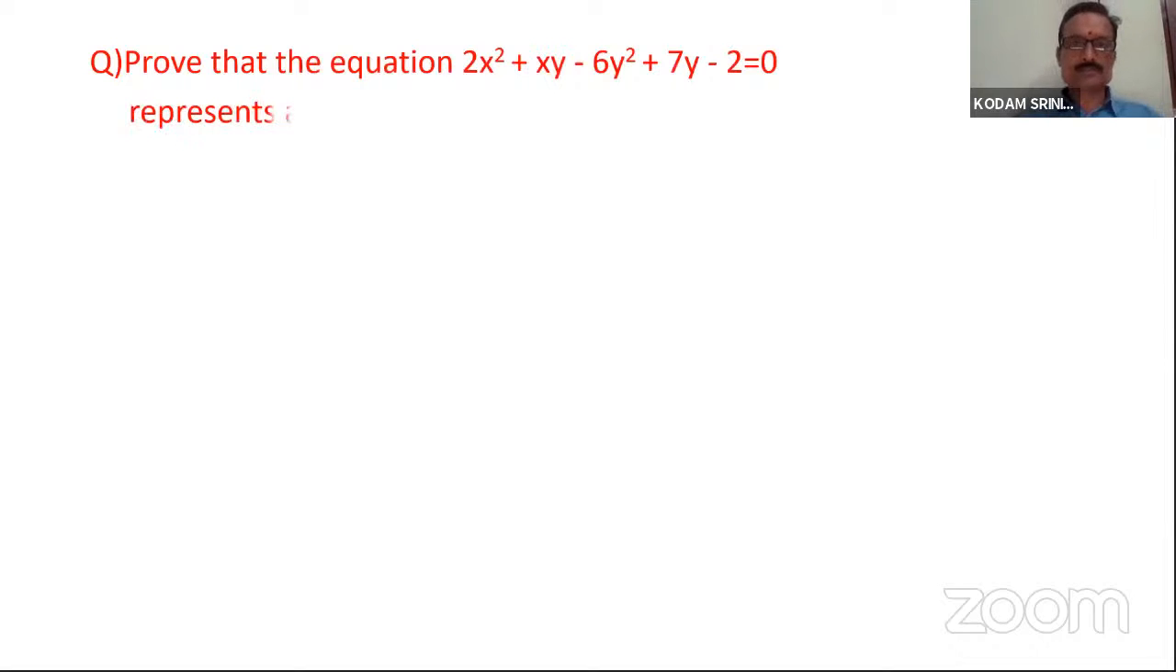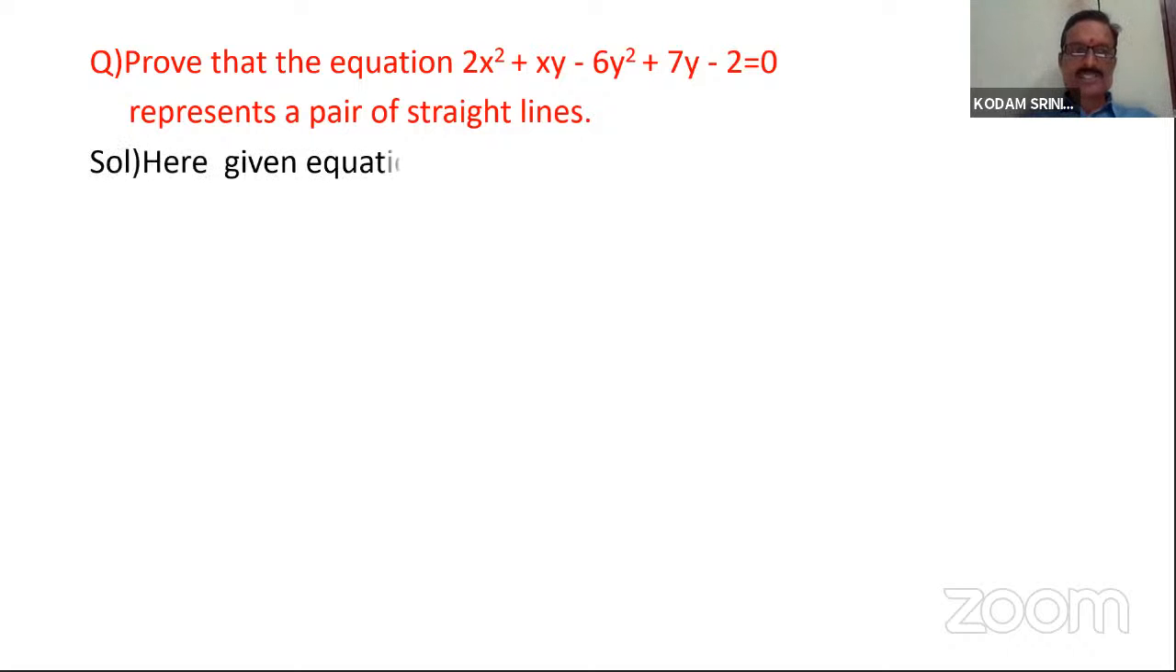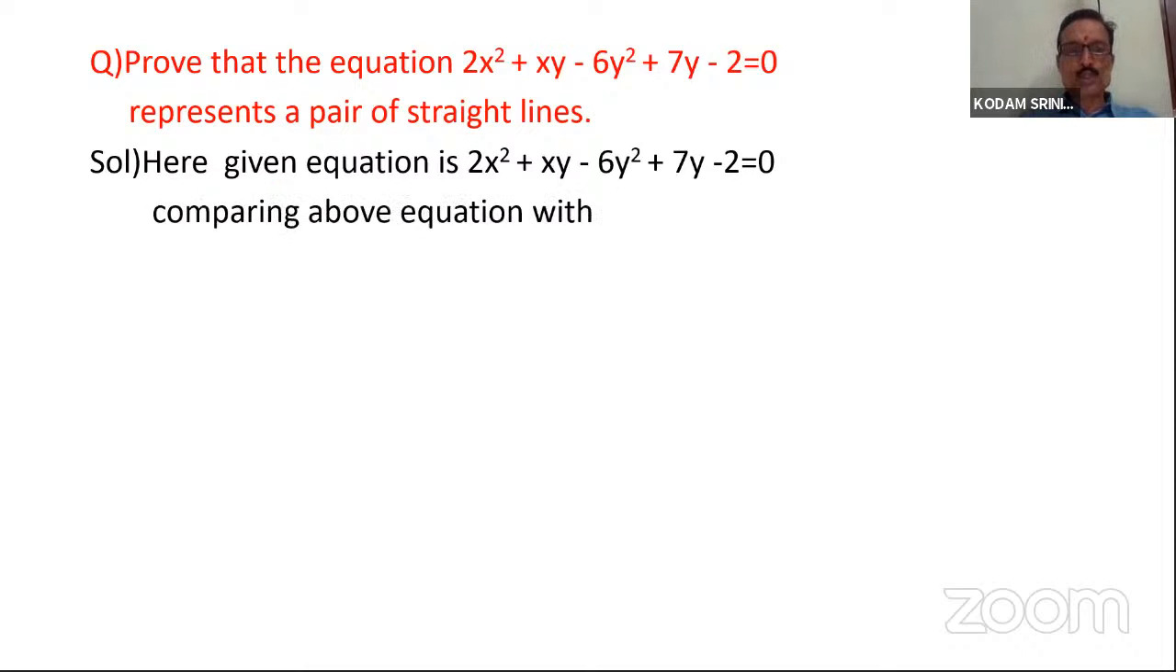Let us solve one problem by using this theorem. We have to prove that the equation 2x square plus xy minus 6y square plus 7y minus 2 equal to 0 represents a pair of straight lines. Just now we have discussed that to represent a pair of straight lines, both the conditions should be satisfied. So we just have to check those two conditions.